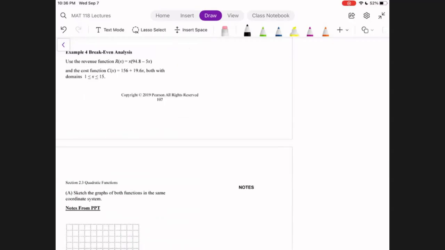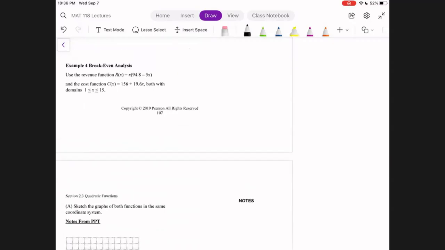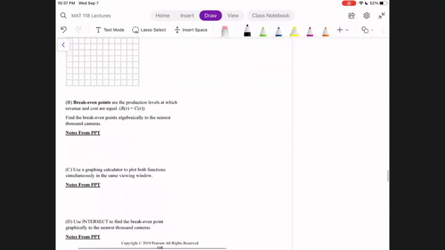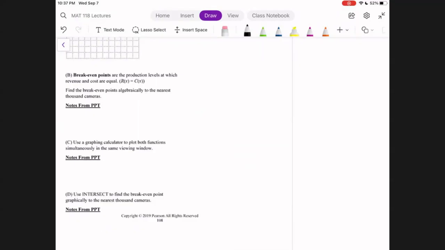So for this last question here, just a touch base, break even. So if I have my R of X, I have my C of X. If I want to do break even analysis, remember what this is? This is when your revenue equals your cost. So I can graph each on Desmos, see where they intersect. We'll do that in a moment. And I want you to find the break-even points algebraically. We don't have time for that.